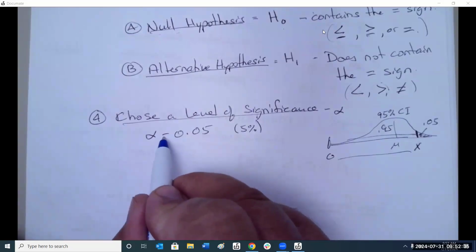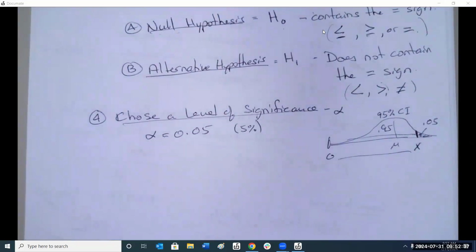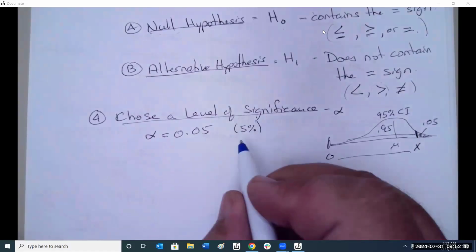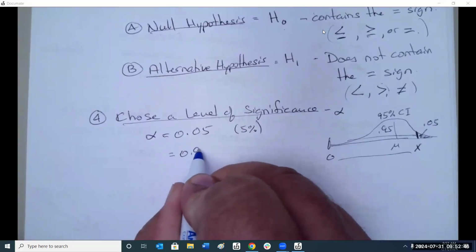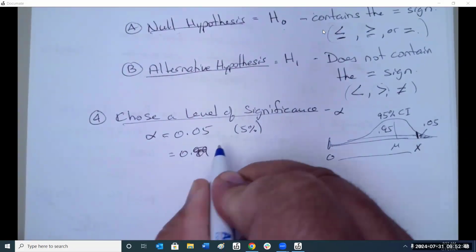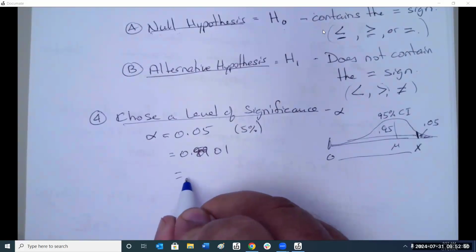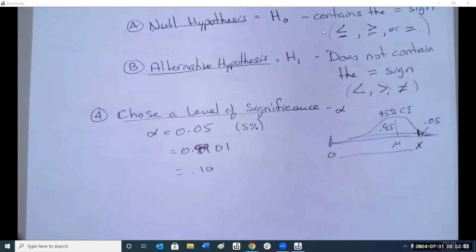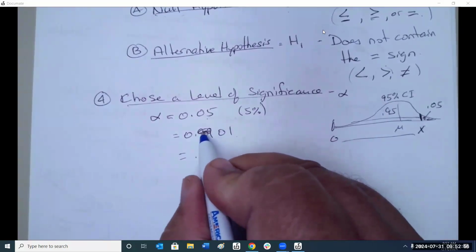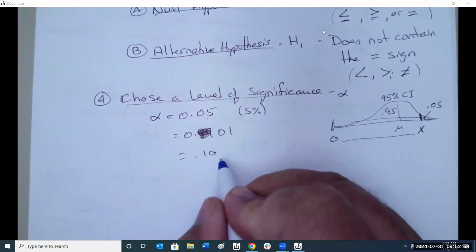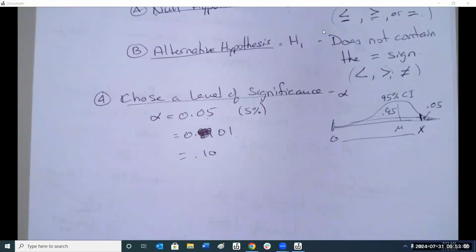The reason I use 0.05 is because whenever you read articles, that's usually the safest one to use. Remember, if you wanted to, you can use 0.01 or 0.10. This is 95%. This is 99%. This one's 90%. So again, it's up to you to choose which one you want.